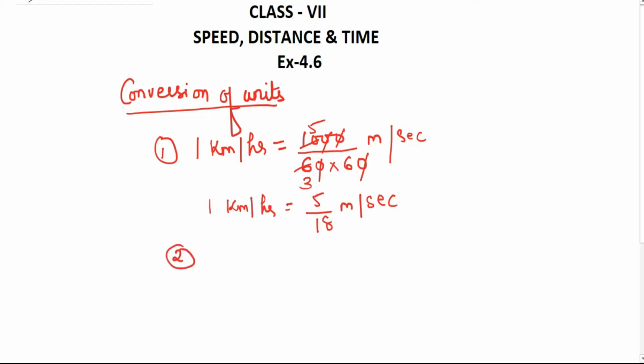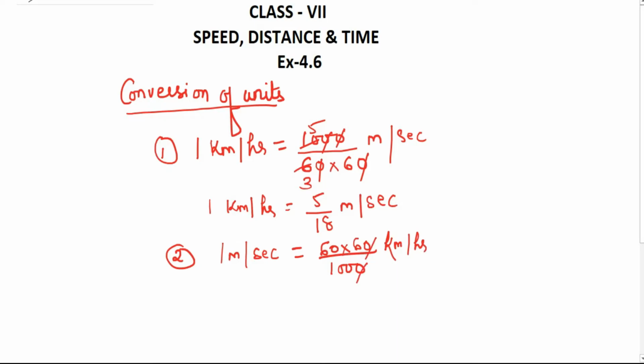Now similarly we'll convert 1 meter per second into kilometer per hour. How? You know that 1 meter has 1 by 1000 kilometer, and 1 second you cannot convert directly into hours, but you need to convert it into minute, then you need to convert it into hours. Now you can say that the given unit is converted into kilometer per hour.